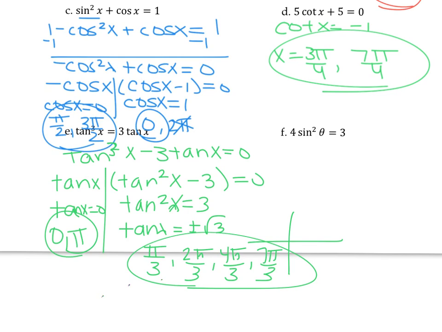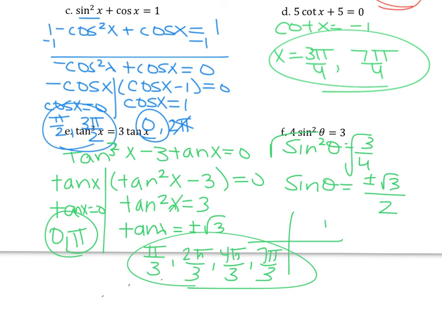And then last but not least, 4 sine squared. So I would divide by 4. So I have 3 divided by 4, square root. I have sine of theta equals plus or minus square root of 3 over the square root of 4, which is 2. So everywhere y is the square root of 3 over 2 is pi over 3, 2 pi over 3, 4 pi over 3, and 7 pi over 3.